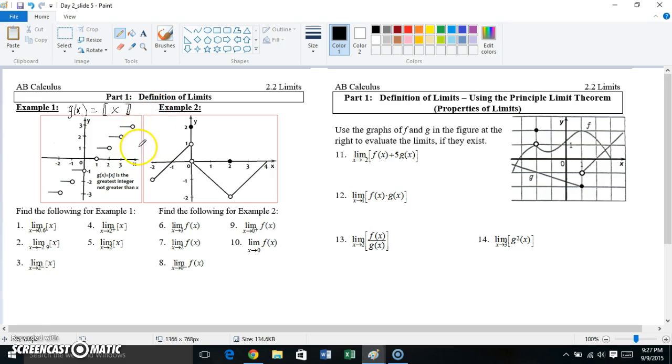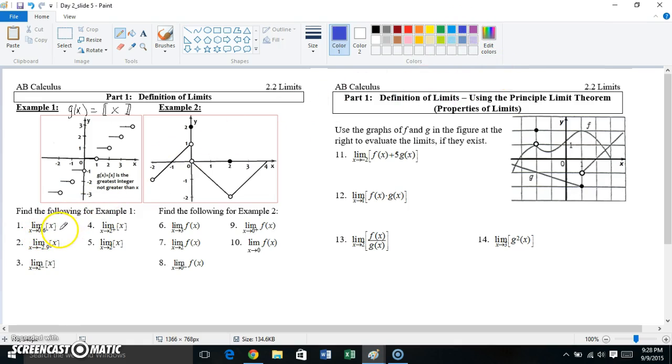If I want the greatest integer less than or equal to 3.5, well, here's 3.5. The greatest integer less than or equal to 3.5 is 3. If I say, what's the greatest integer less than or equal to 2.7? Well, it's 2. What about a negative number? What's the greatest integer less than or equal to negative 1.3? 1.3 somewhere in here. The greatest integer less than or equal to negative 1.3 is negative 2. Okay, so let's take a look at some examples finding some limits.